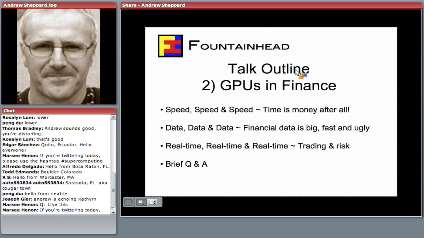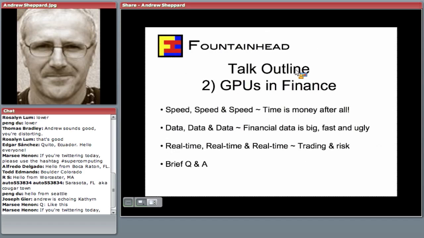In the second part of the talk, I'm going to discuss GPUs in finance, and their important characteristics from a financial point of view: speed being one of them, handling of large data being another, and the real-time aspects of financial trading and risk. And then we'll have a brief question and answer on part 2 as well.